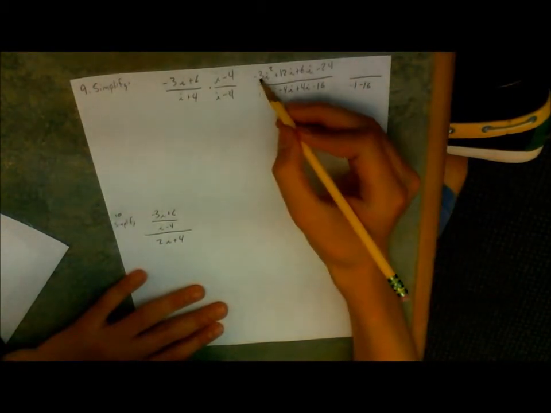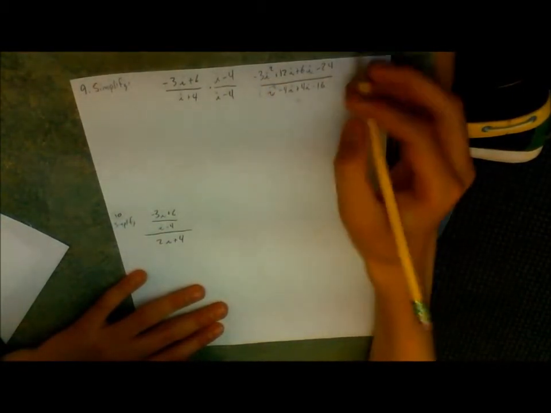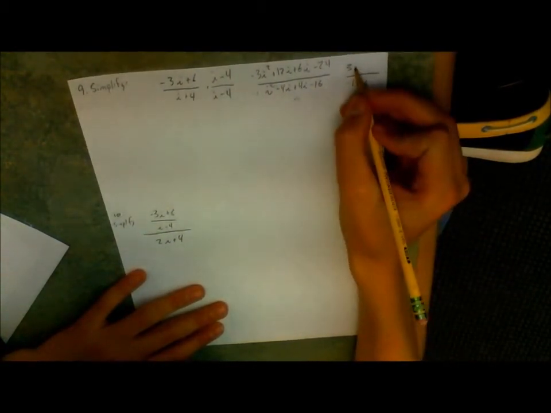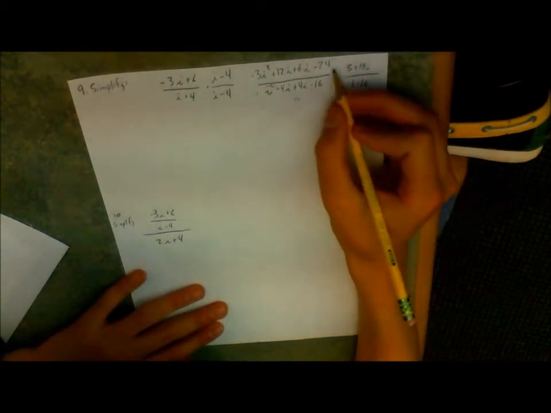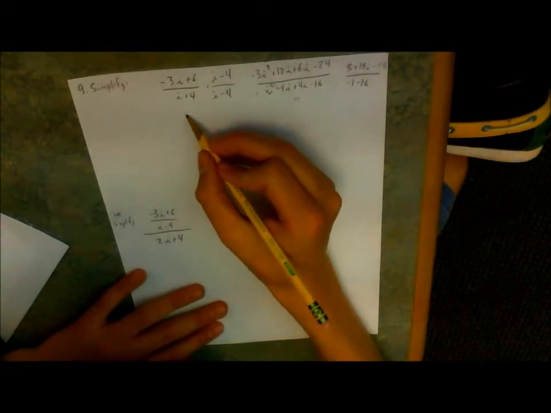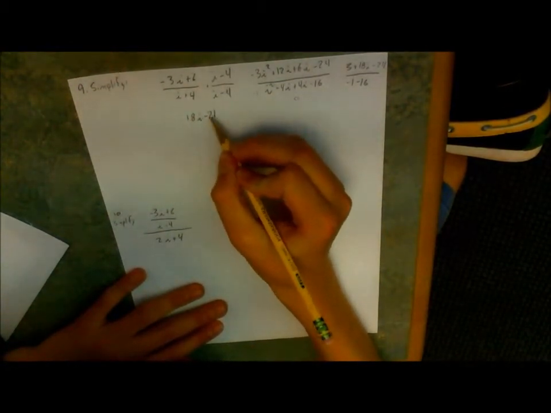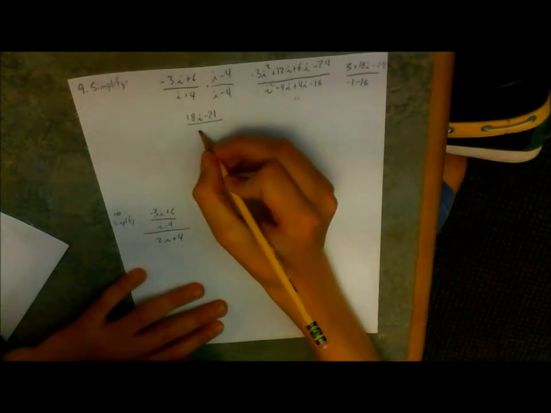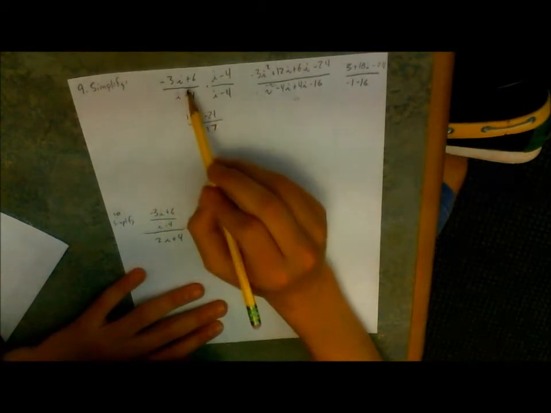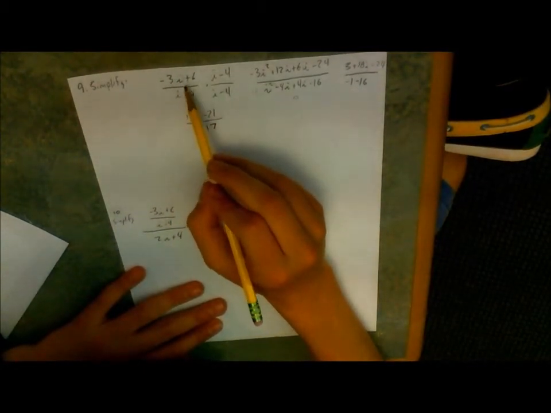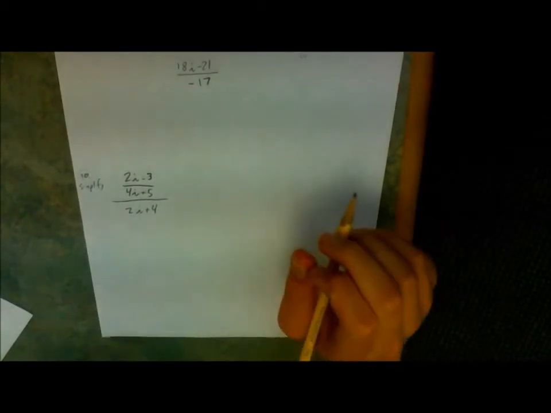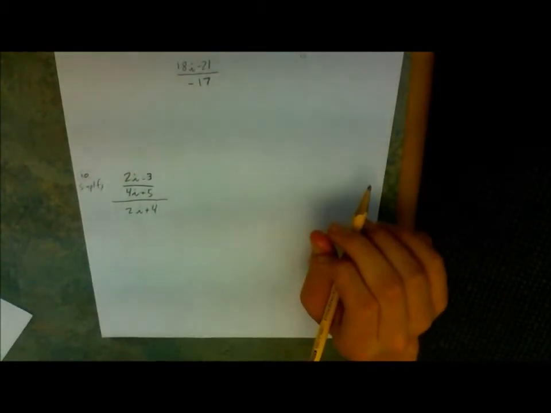Then in the numerator, we have negative 3 times i squared, which is negative 1. That would just be 3. 12i plus 6i is 18i, and minus 24. Some simplification would give this to be 18i minus 21 over negative 17, which would be the answer, dividing negative 3i plus 6 over i plus 4.